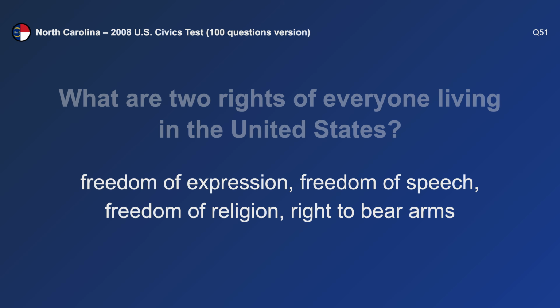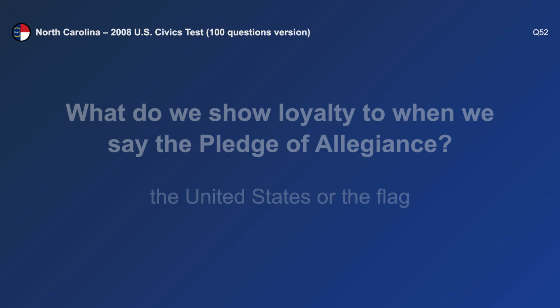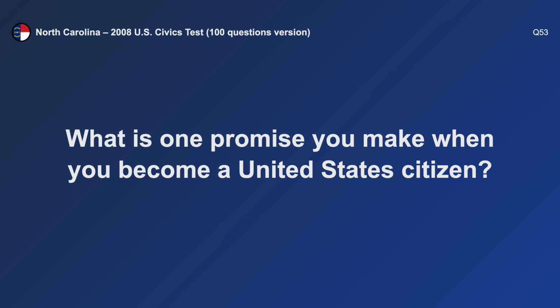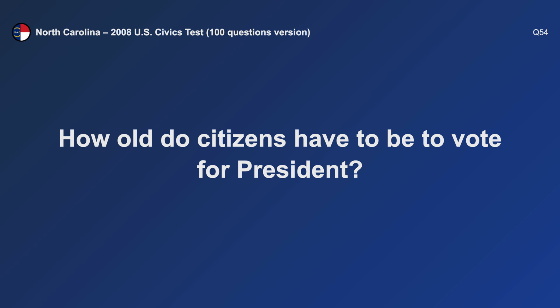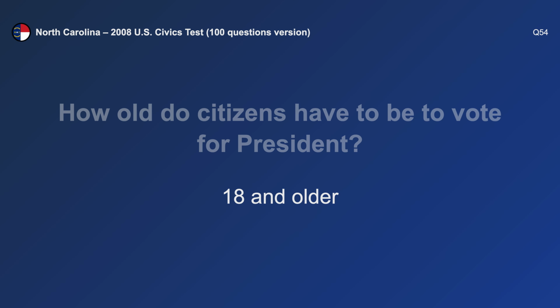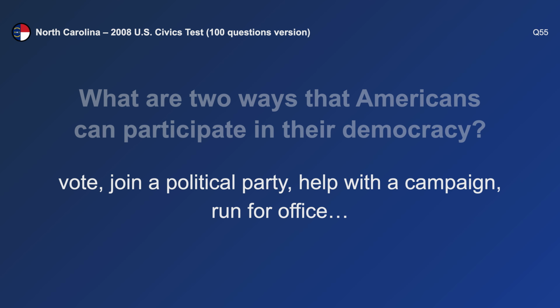Freedom of speech and freedom of religion. What do we show loyalty to when we say the Pledge of Allegiance? The United States. What is one promise you make when you become a United States citizen? Be loyal to the United States. How old do citizens have to be to vote for president? 18 and older. What are 2 ways that Americans can participate in their democracy? Vote and run for office.